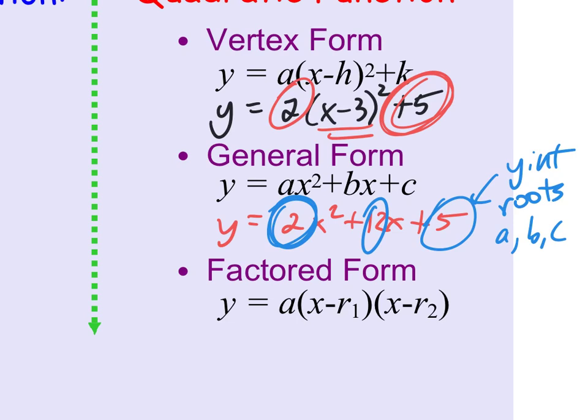Big surprise, the vertex form is good for knowing what the vertex is. And by the way, in case you hadn't figured it out yet, the vertex on this one is 3, 5. Because you know you'd move over 3 and up 5? Doesn't that make sense? Now, why isn't it negative 3? You don't trust the stuff on the inside.